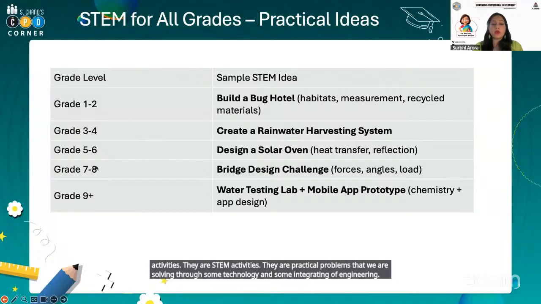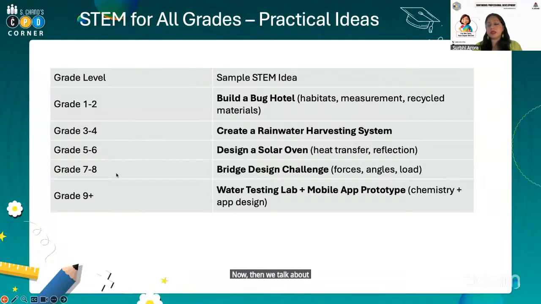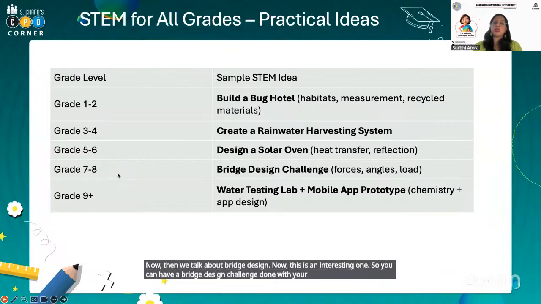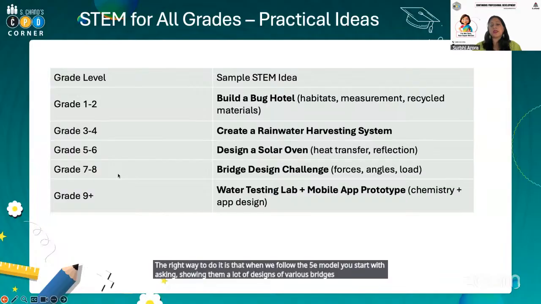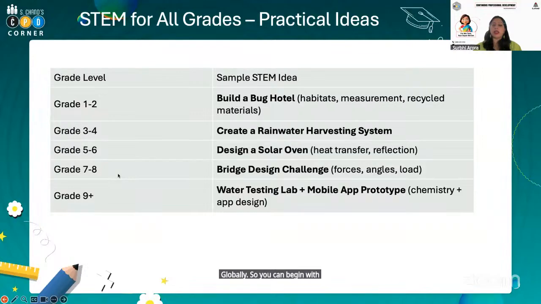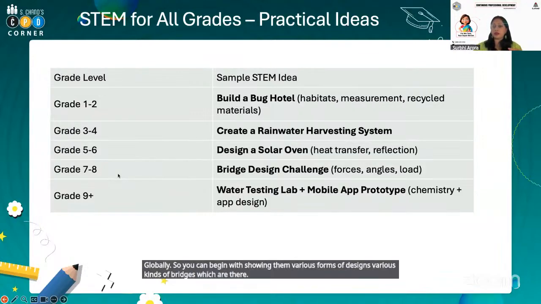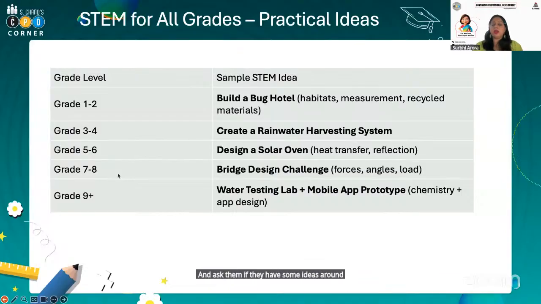Now, then we talk about bridge design. Now, this is an interesting one. So you can have a bridge design challenge done with your children. Now, first, the right way to do it is that when we follow the 5E model, you start with showing them a lot of designs of various bridges which are existing in the world globally. So you can begin with showing them various forms of designs, various kinds of bridges which are there, and ask them if they have some ideas around it. That's where we can start.